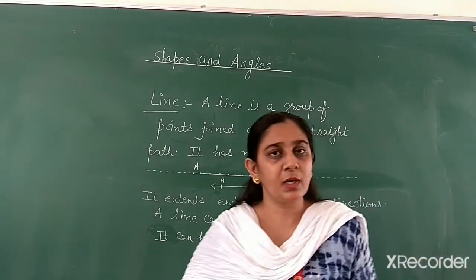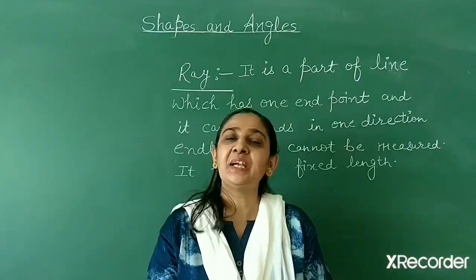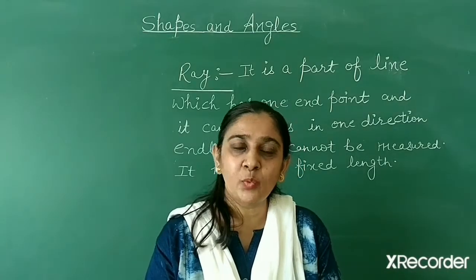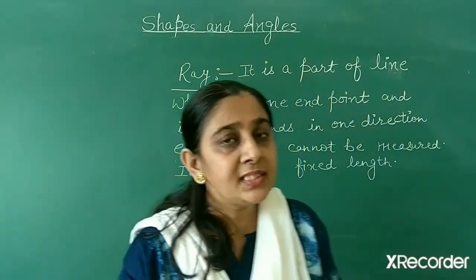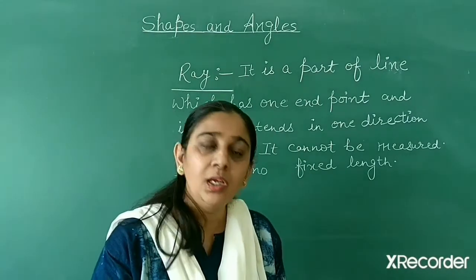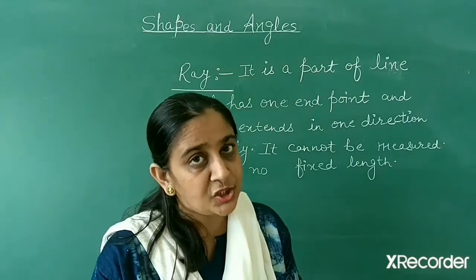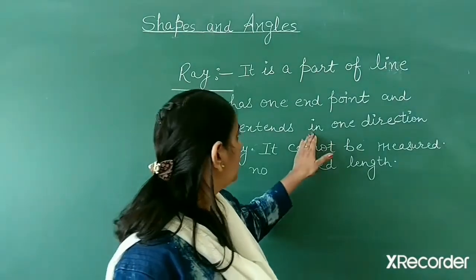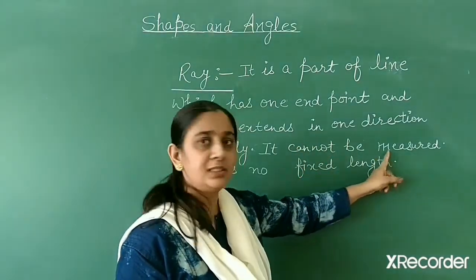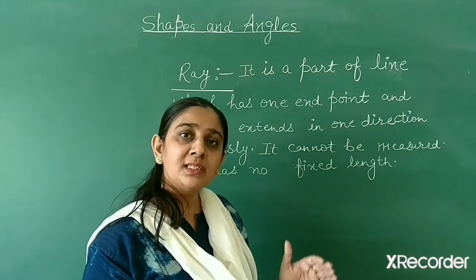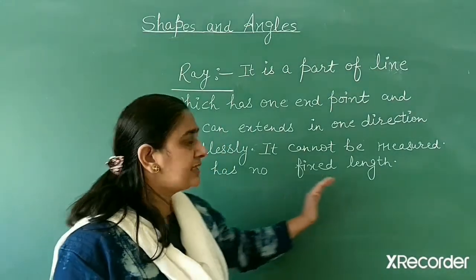So children, this was about the line. Now children, we will discuss ray. What is a ray? A ray is a part of a line which has one end point and it can be extended in another direction endlessly. So it cannot be measured. You cannot measure a ray. It has no fixed length.